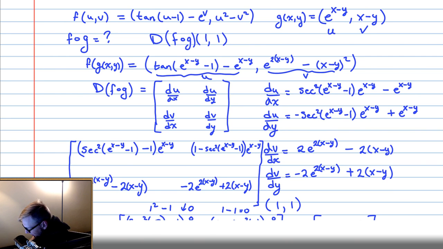f of u, v equal to tan of u minus 1, minus e to the v, u squared minus v squared. g of x, y equals e to the x minus y and x minus y.